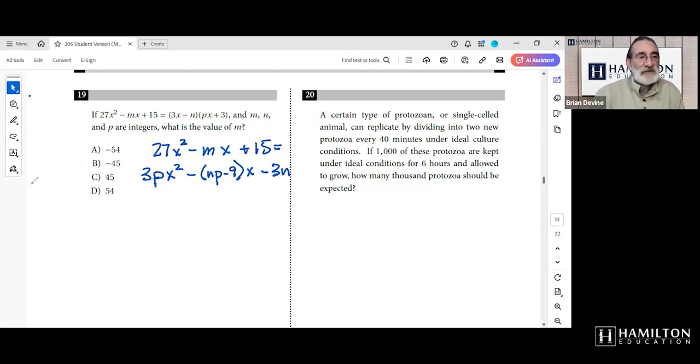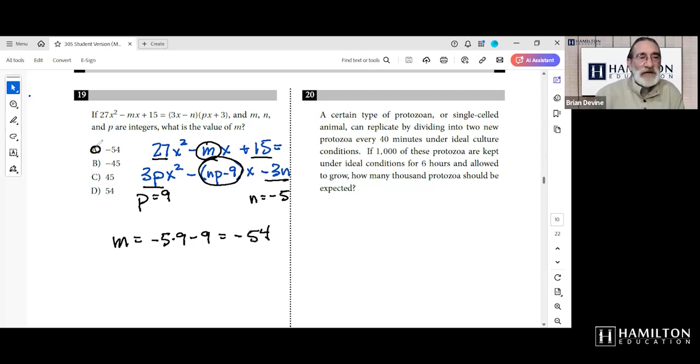Now, I can compare then the coefficients, that 27 and 3p must be the same number. So p must be 9. And negative 3n and 15 are the same number. So n must equal negative 5. And m and np minus 9 must be the same number. So negative 5 times 9 minus 9 would equal negative 54. So m equals negative 54, and A is the correct answer.